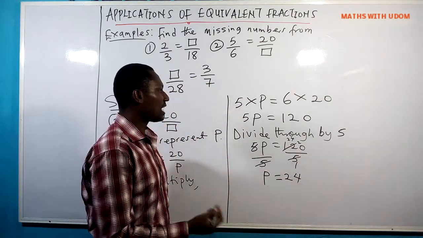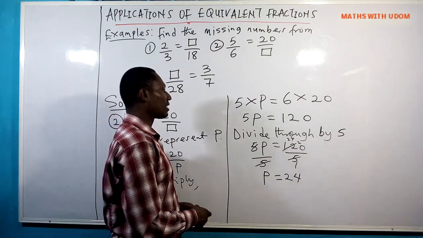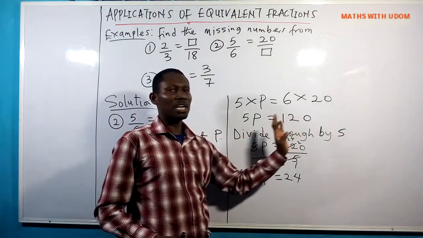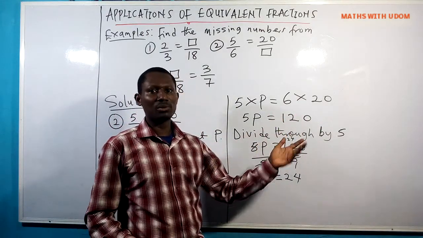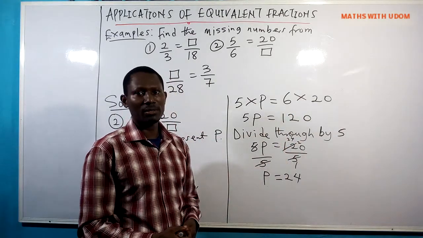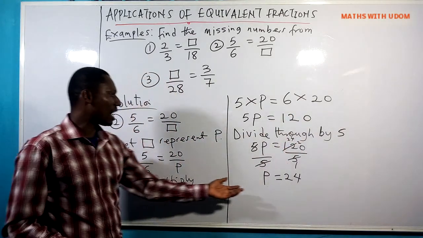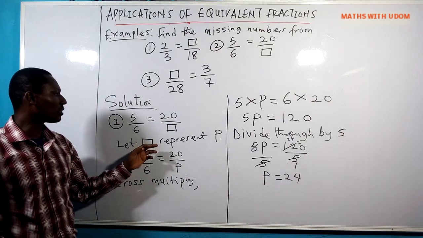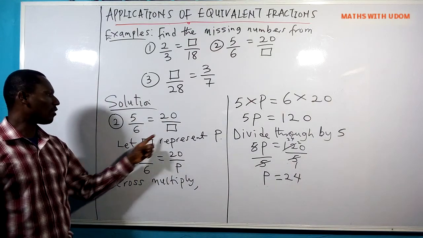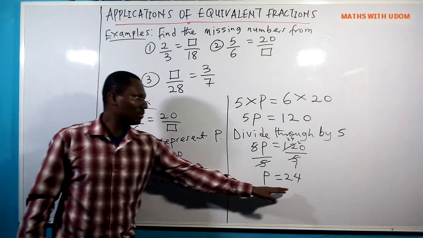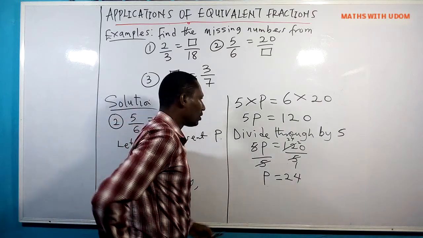As I said earlier on, it's not all the time you multiply this 6 by 20. You can leave it that way and then you divide through. It becomes smaller that way. Okay, so that is our answer. At the end of the day, we were able to get the value of the box to be what? To be 24. So let me use the other method from here.